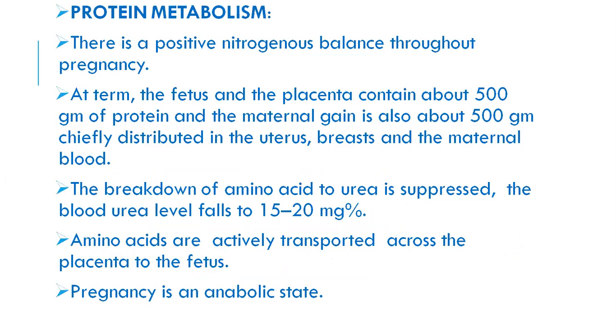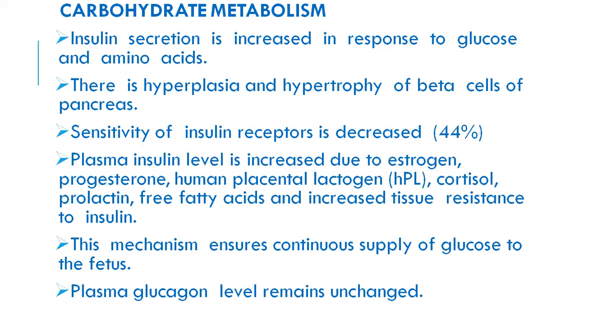At term, fetus and placenta contain about 500 grams of protein and maternal gain is about 500 grams, chiefly distributed in the uterus, breast and maternal blood. The breaking down of amino acids to urea is suppressed. The blood urea level falls to 15 to 20 milligrams. Amino acids are actively transported across the placenta to the fetus. Pregnancy is an anabolic state.